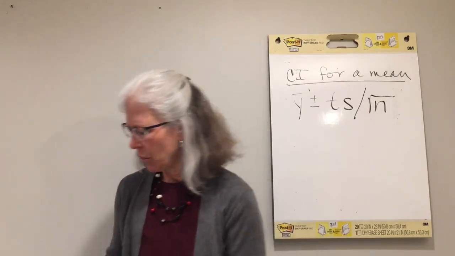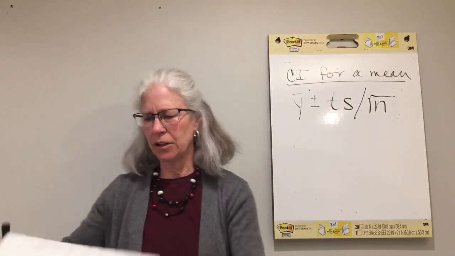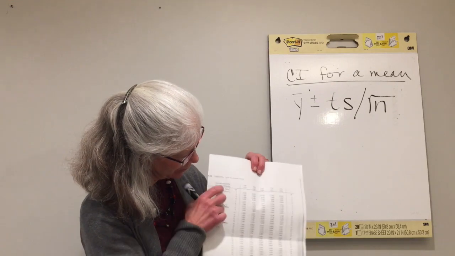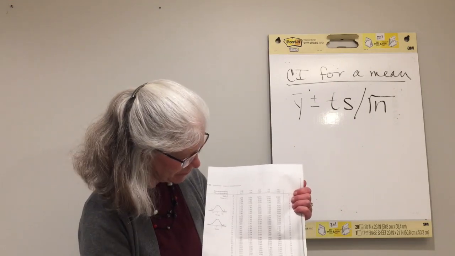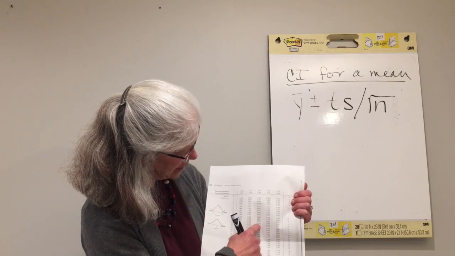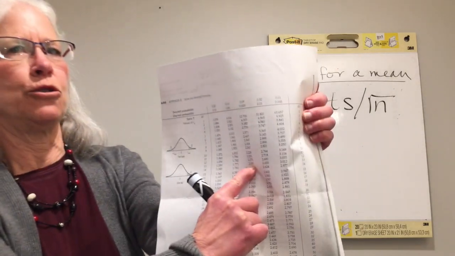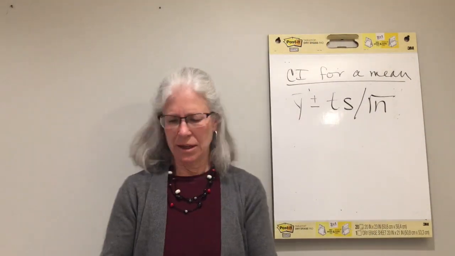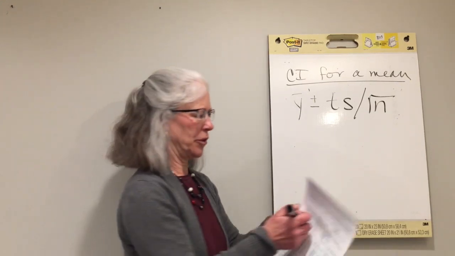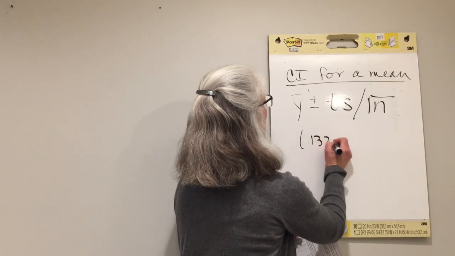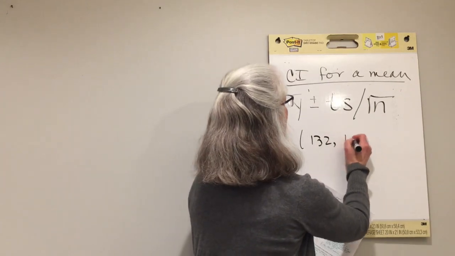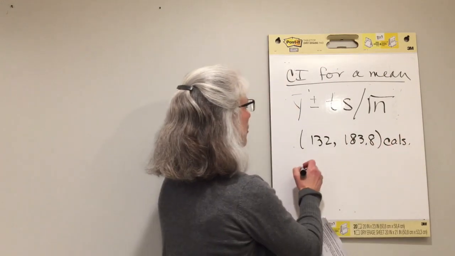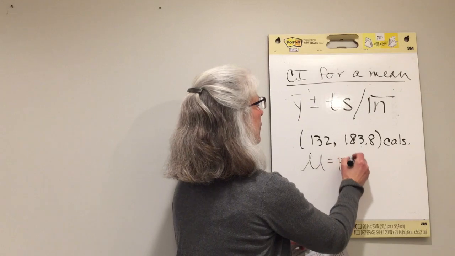With a sample size of 14, we have 13 degrees of freedom. So we go to 13 degrees of freedom. We want a 95% confidence interval. So 13 degrees of freedom, 95% confidence, and the t-statistic is 2.16. So we just plug in 2.16 and the values from our sample, and we end up with a confidence interval of 132 to 183.8 calories. So we think the population mean is in there.